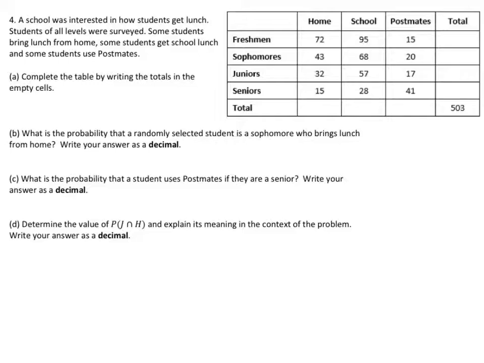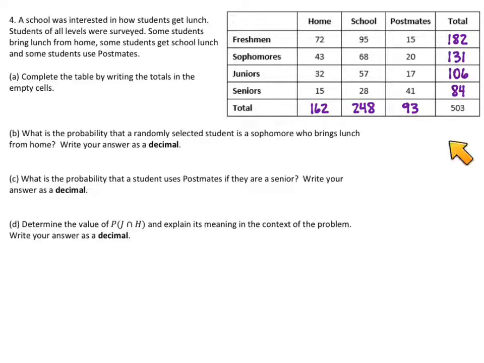For question number 4, we're given a table here, and it says a school was interested in how students get lunch. Students of all levels were surveyed. Some students bring lunch from home, some students get school lunch, and some students use Postmates. And we want to complete the table by writing the totals in the empty cells. Well, that's easy. I'm just going to fill those in. You guys can check your addition, but this is what you get for your sums of each of those.